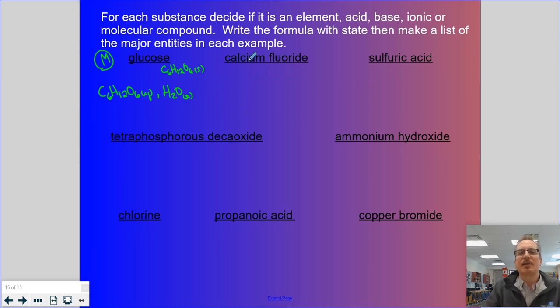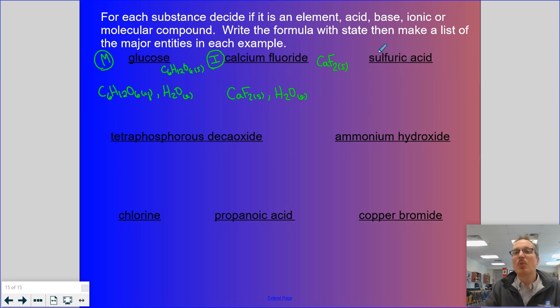Calcium fluoride, metal, non-metal. So this is going to be ionic. When I think of calcium fluoride, I have CaF2. I'm going to check my list. Calcium fluoride is low solubility, so we're going to write it as a solid, which means when I drop this into a bucket of water, it's going to stay together as a solid. And of course, we have water present.